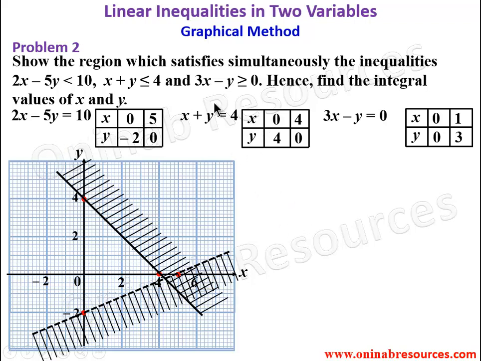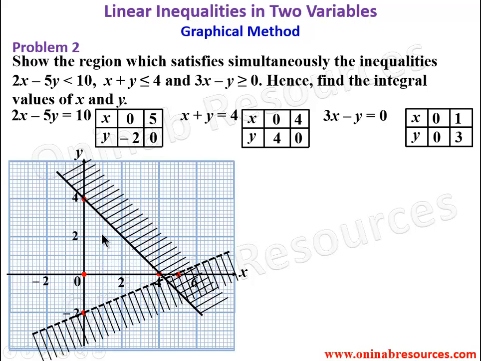Then for the third table, we have the first point as the origin. So this is the origin. And the second point is when x is 1, y is 3. When x is 1 is this line that is halfway between 0 and 2.